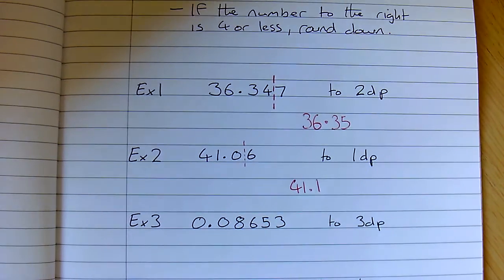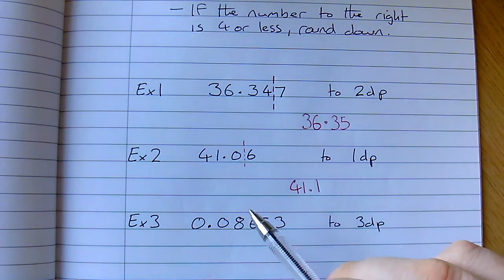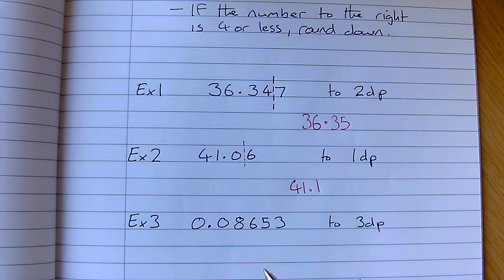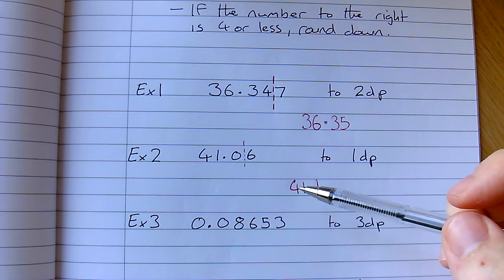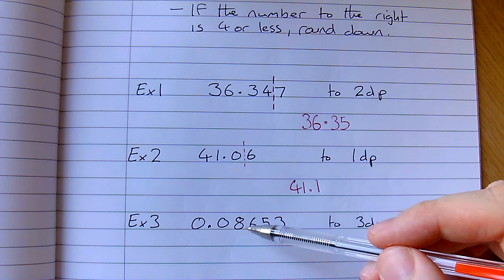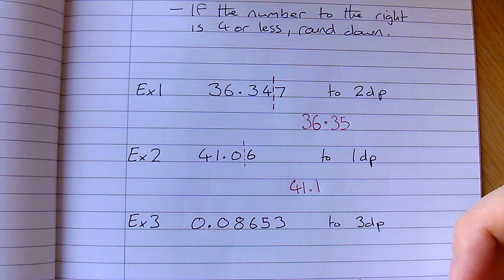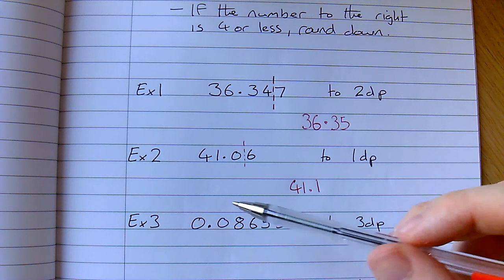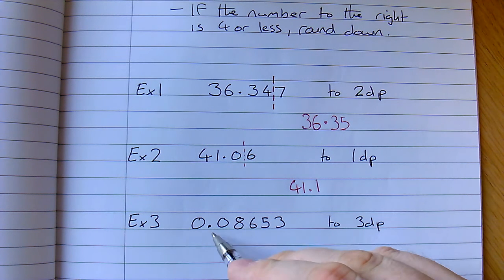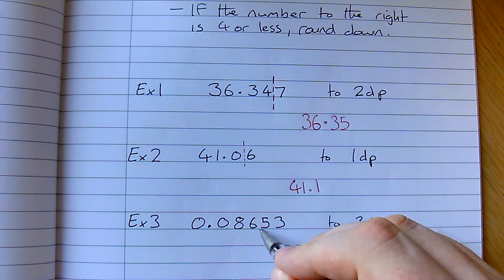The next question, question 3. 0.08653 to 3 decimal places. Now, decimals can appear in significant figure rounding. You'd be very careful, because in significant figure rounding you'd start counting from the 8, but because it's decimal place rounding, I start counting from the decimal point, which is here. So, 1, 2, 3.